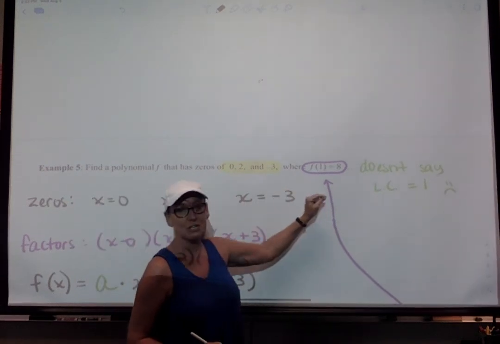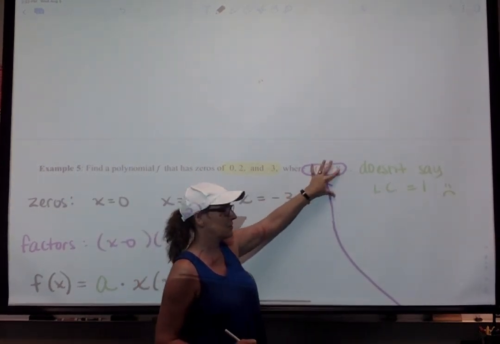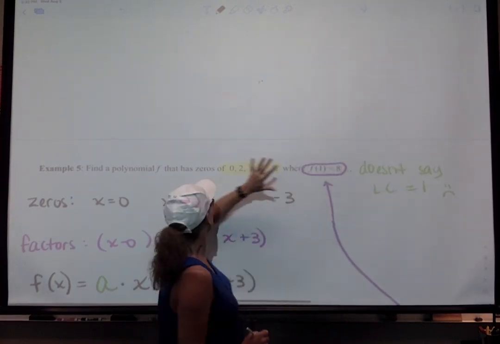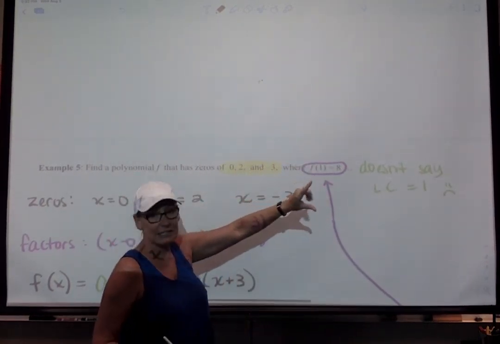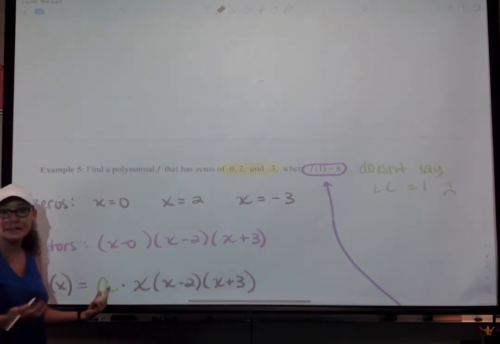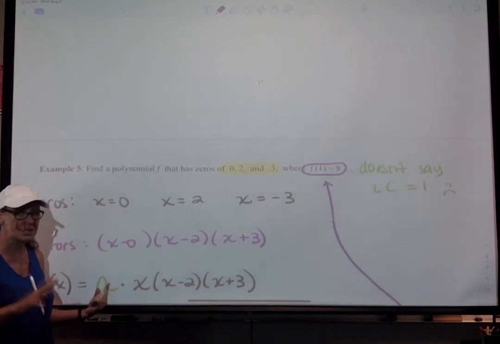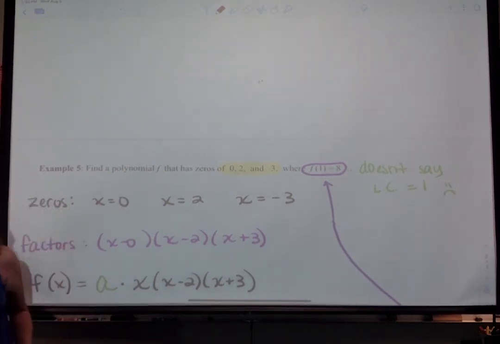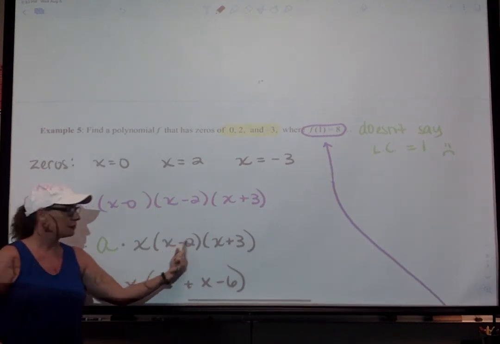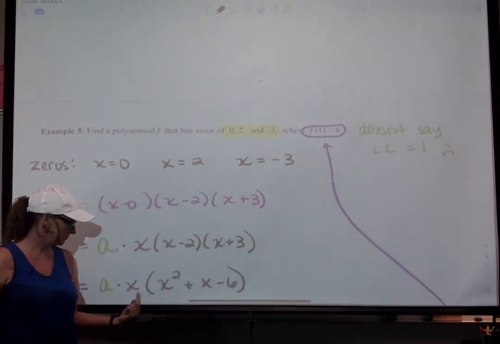My leading coefficient's not going to be 1. And it's given me extra information in here that I'm not using yet. But nowhere did it say that my leading coefficient was going to be 1. So it's something, and I'm calling it A, because typically A is the leading coefficient, okay? Don't know what it is yet. FOIL. Distribute.